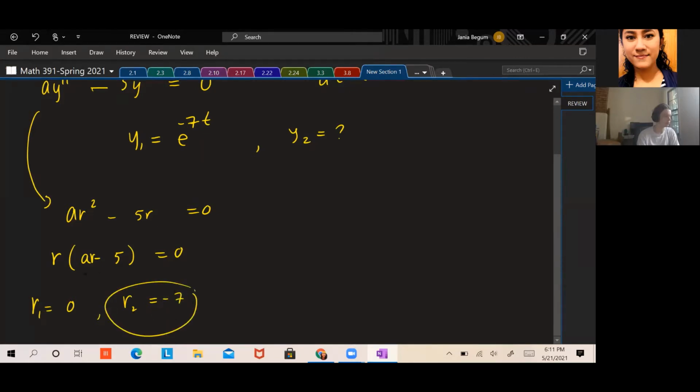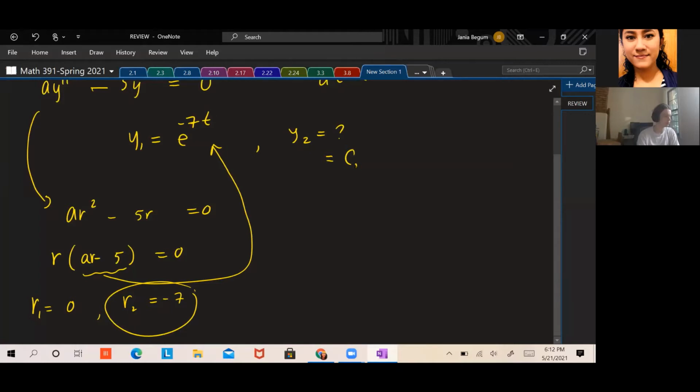You see it? This will give you the exponential solution. So you have to assume that one of the roots has to be negative 7 so that you have y1. So that means the second one has to be whatever that case is. In this case, it's 0. So that means our y2 has to be just any constant.